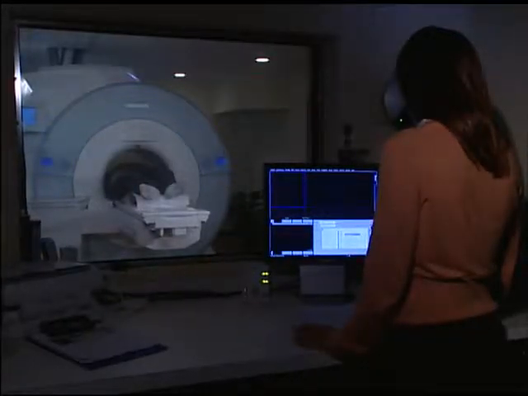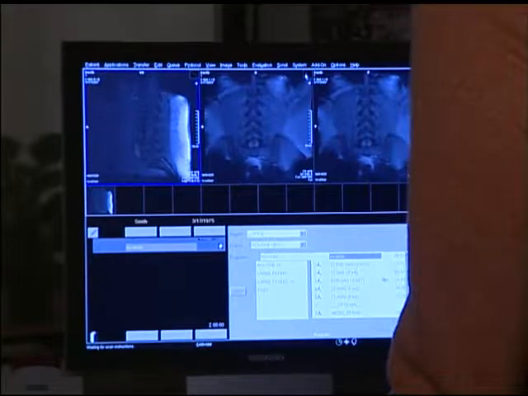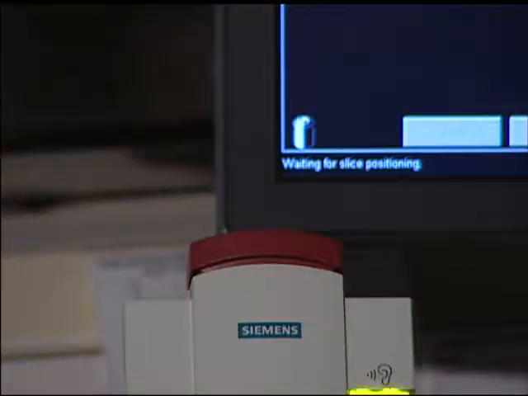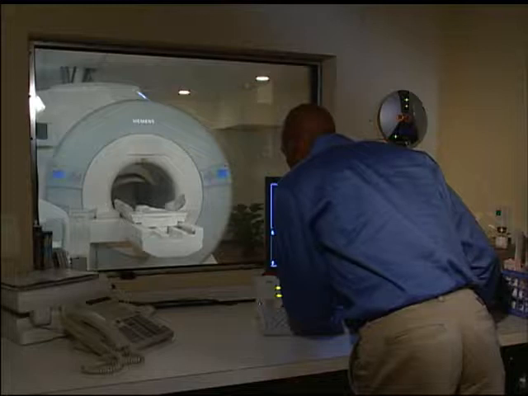The MRI exam generally takes between 20 minutes and 1 hour. During this time, a series of images will be taken. Each set of images requires several minutes to complete. An intercom system keeps you in two-way communication with the trained medical professional performing your exam, the MRI technologist. How are you doing in there?